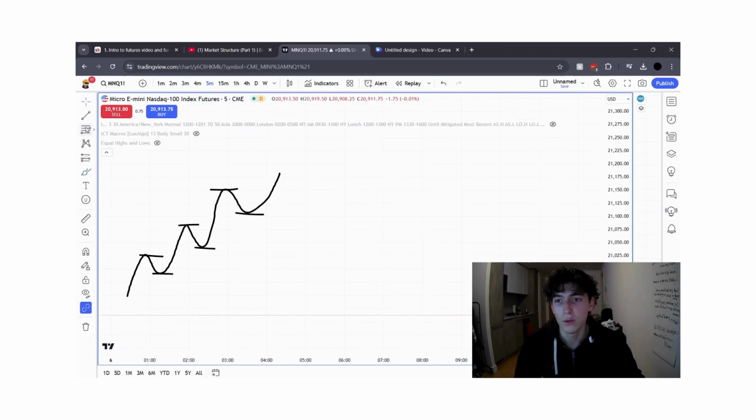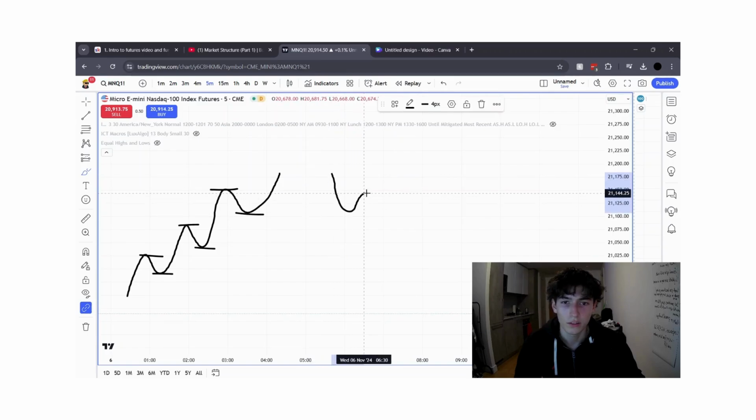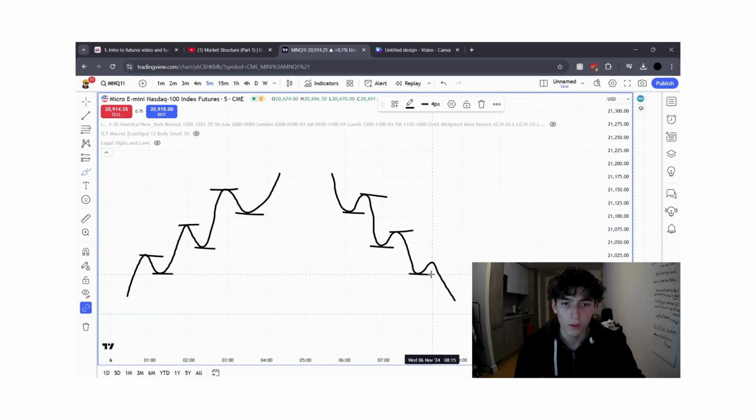Now, to know if you're in a bearish market, it's going to be the opposite. So it's going to be something like this. Where you have a high, well, a low, a high, and then you make a lower low, a lower high, a lower low, lower high.